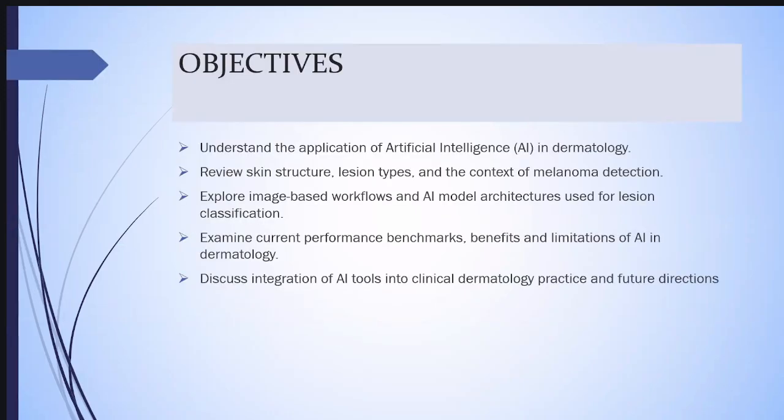So the objectives of today's whole presentation will be to understand the application of artificial intelligence in dermatology, to review skin structures, lesion types, and the context of melanoma detection, to explore image-based workflows and AI model architectures used for lesion classification, and to examine current performance benchmarks. What are the benefits, where we have difficulties, and the limitations, and where we have to overcome or get a little more clarity, and to discuss the integration of AI tools into clinical dermatology practice and the future of all these.